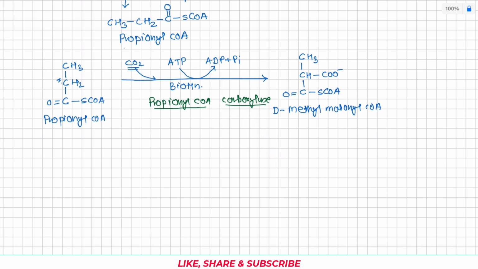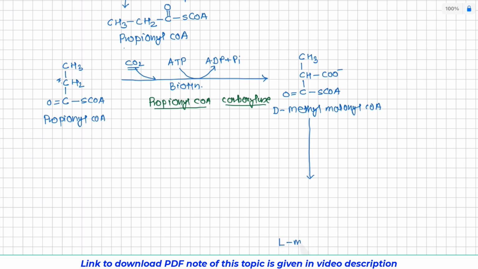Here, as you can see, propionyl-CoA is the name of the substrate and carboxylase is the process which occurs in this reaction. Now next, what happens to this D-methylmalonyl coenzyme A? In the next step, D-methylmalonyl coenzyme A undergoes an isomerization reaction. That means this D-methylmalonyl coenzyme A gets converted to L-methylmalonyl coenzyme A. Here this carboxyl group will be shifted from the right to the left side. So let's rewrite this molecule.